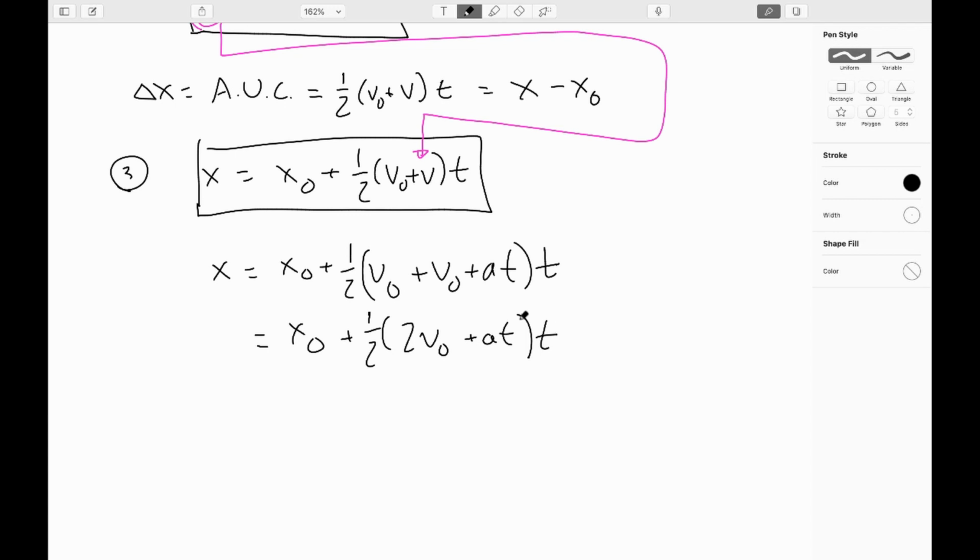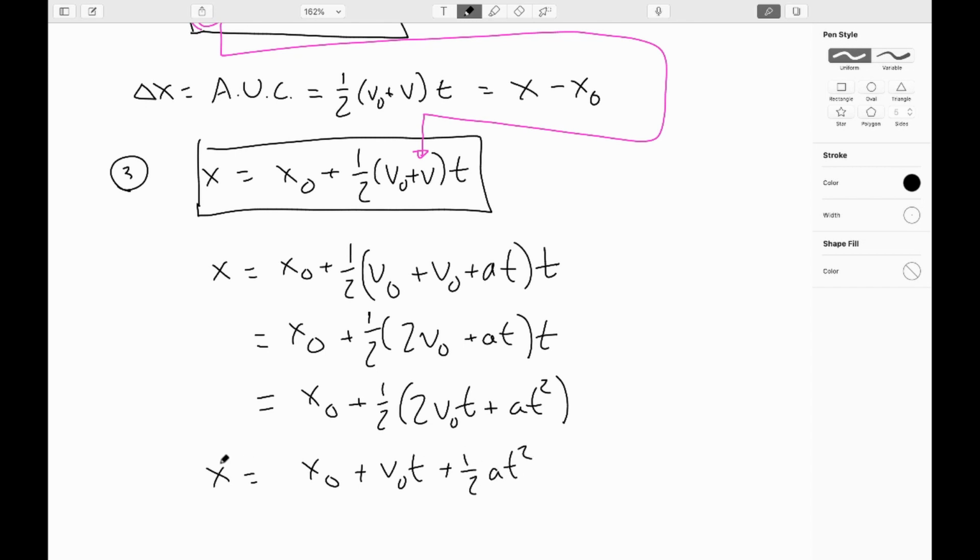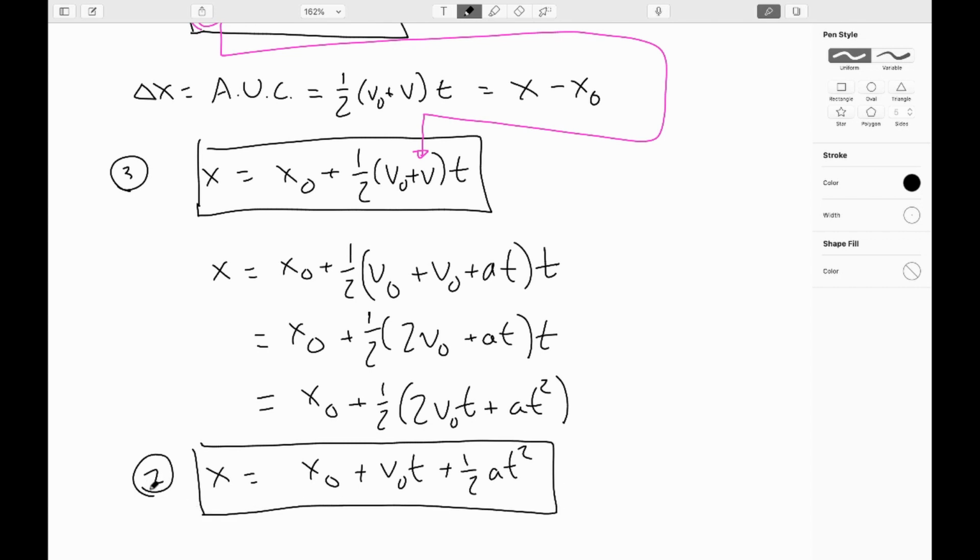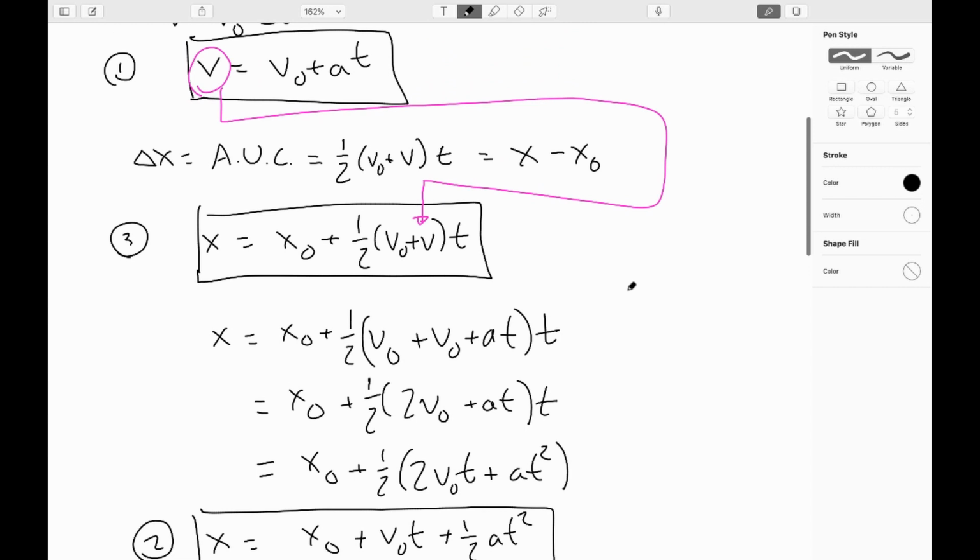And then we can times the t inside. So this will give us x0 plus 1/2 times 2v0 t plus at squared. And then what I can finally do is times the 1/2 through everything. So x will equal x0 plus, 1/2 times 2 is just 1, so we're left with v0 t plus 1/2 times this, so 1/2 a t squared. That's the second of my gang of 4. I'll be summarizing these in a moment.